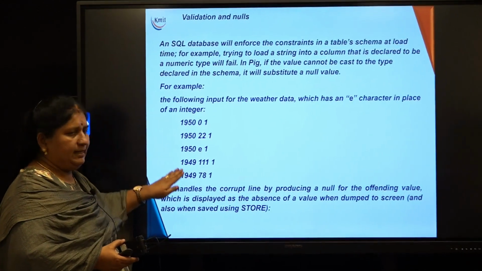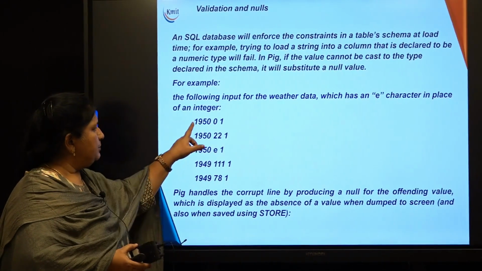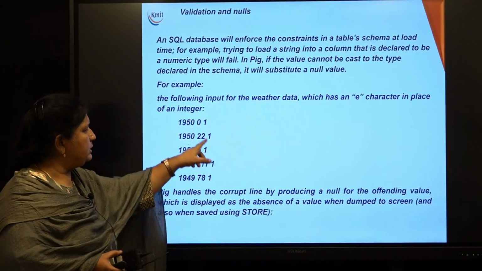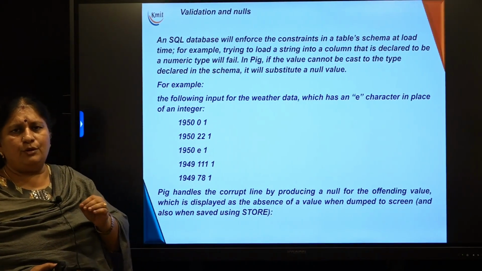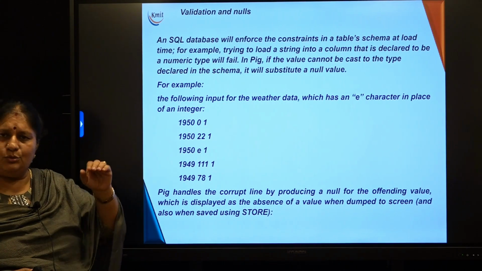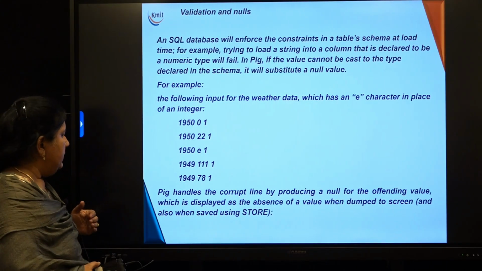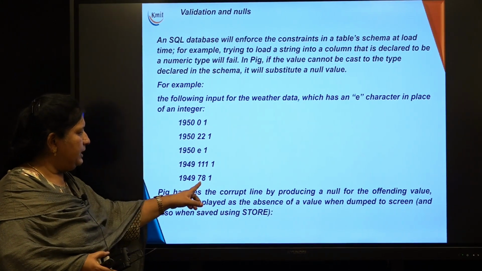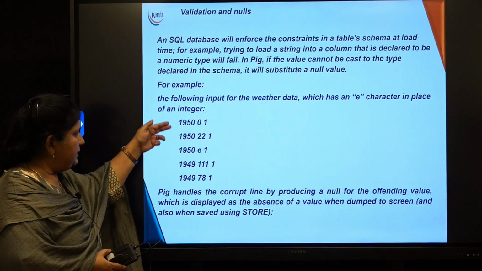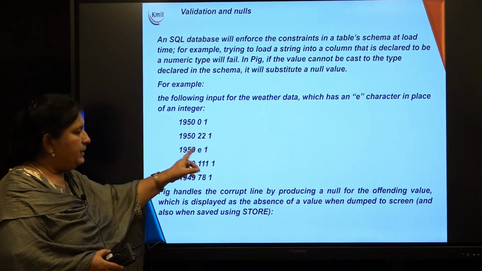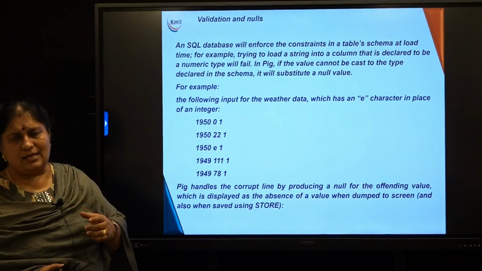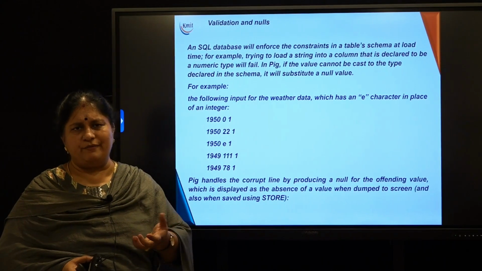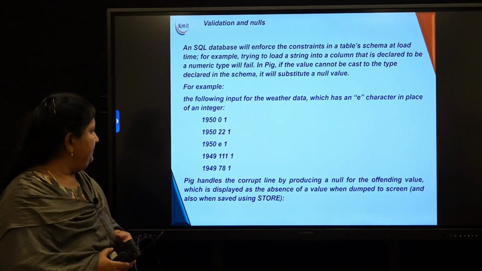Suppose I have this data. What are we trying to see? Suppose the first 4 bytes are a year, then this is the temperature value, and the next one is the quality code. Just for uniformity, I am using the same data set throughout this chapter's examples. So there are 3 attributes in this data: year, temperature, quality code. For the third row, in place of temperature, I have mistyped it in my data set as E. I do not have a proper value; I just typed E.